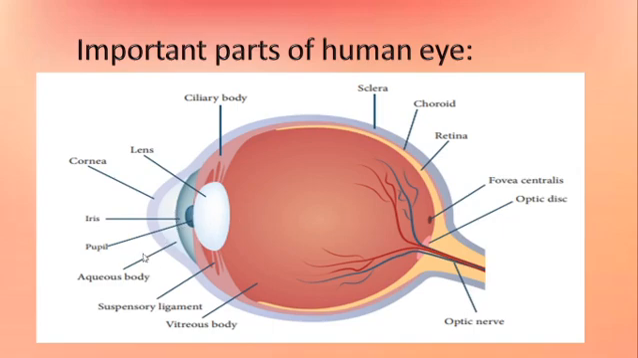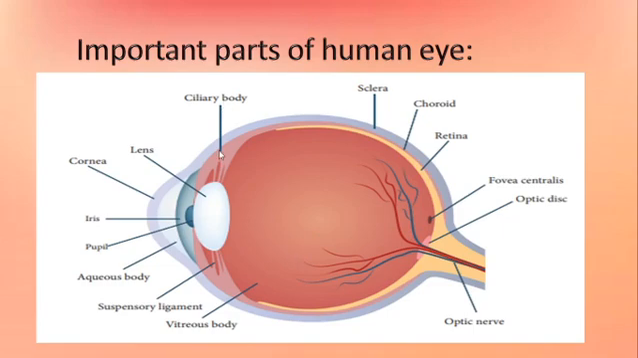Then the next one, the pupil. You see here, this is the pupil. It is the center part of the iris. It is the pathway for the light to the retina. So light enters with the help of the pupil to the retina. The retina is here.